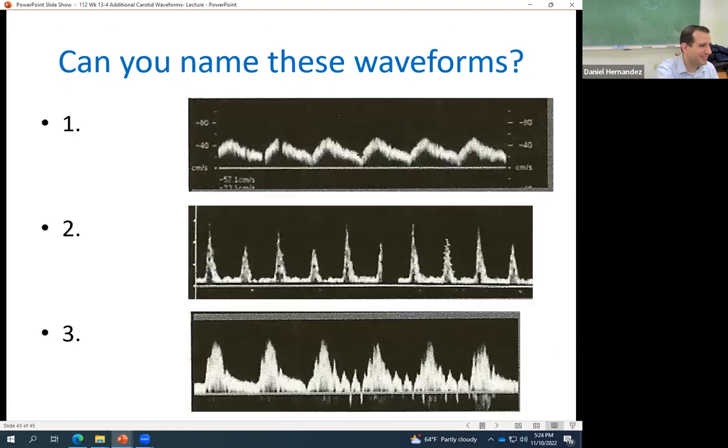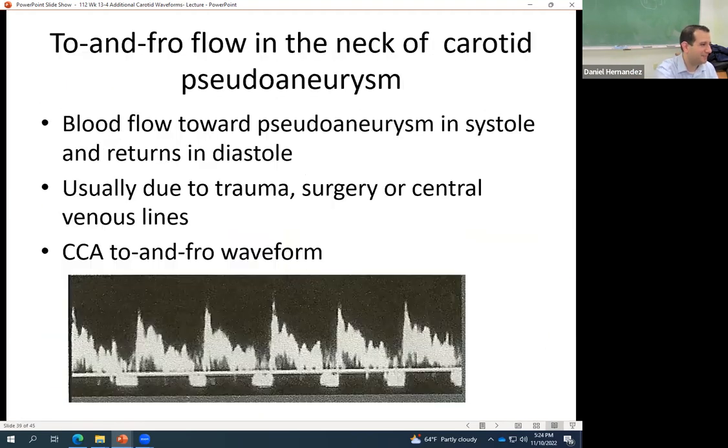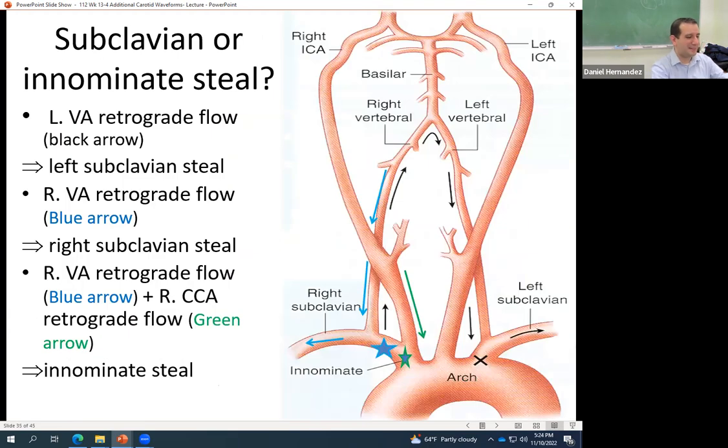That's it, the end. So you guys are now carotid masters. Now we just have to practice scanning them. Get you good.